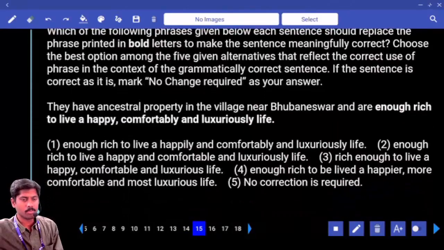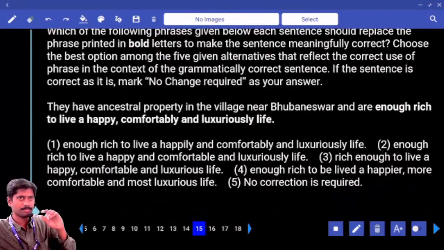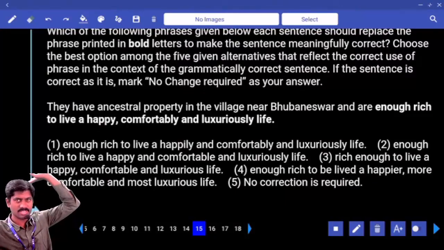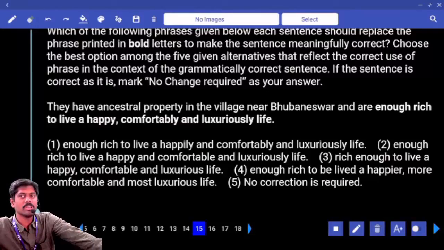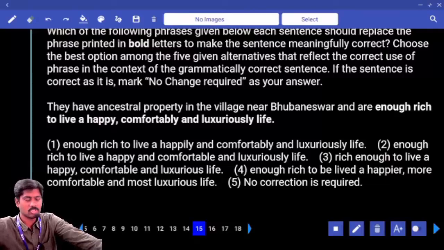They have ancestral property. Do you know ancestral property? Grandparents, great grandparents property. Do you have ancestral property in your village? They have ancestral property in the village near Bhubaneswar and they are enough rich.